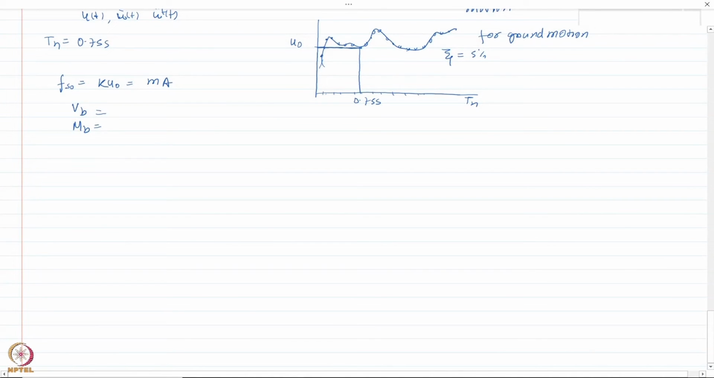So this is how we connect the idea of structural dynamics, using response spectrum, to design a system for any seismic excitation using the peak responses. So remember, we are considering peak responses.